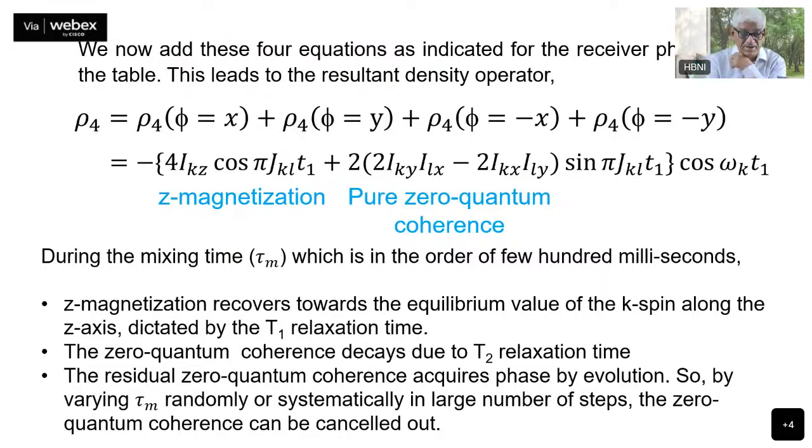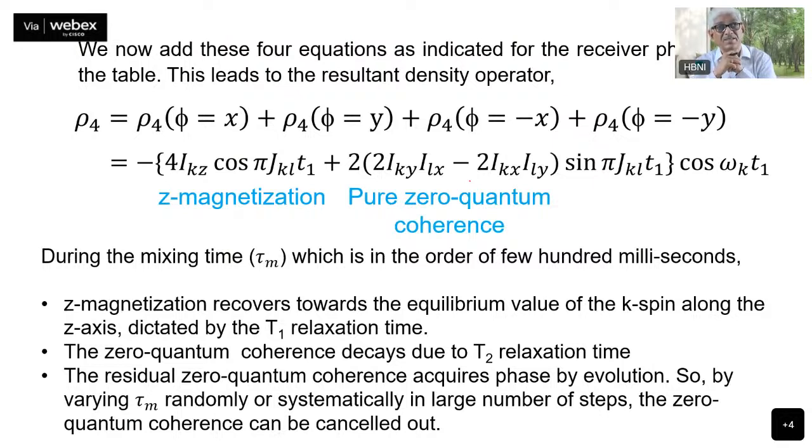Okay. So now if we add all of this, what I get is minus 4 IKZ cosine pi J_KL T1 plus 2 IKY ILX minus 2 IKX ILY, sine pi J_KL T1 cosine omega K T1. We get IKZ, plus we also retain this part. This did not cancel: IKY ILX minus 2 IKX ILY. This remained.